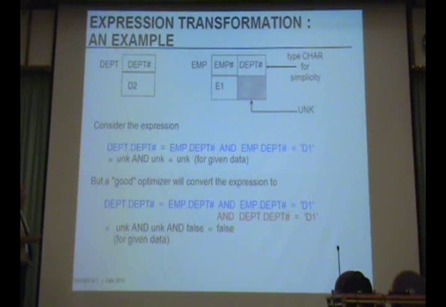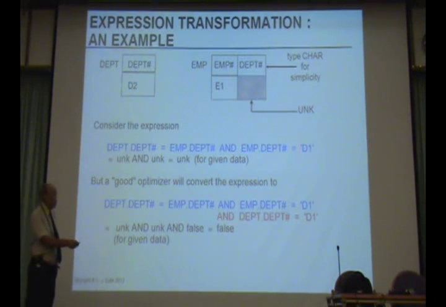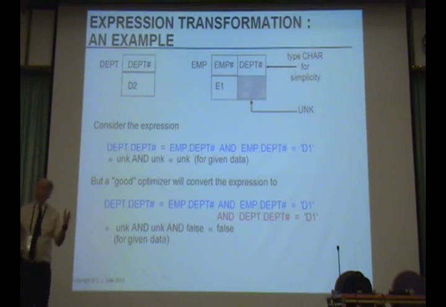Consider now this expression, dept.deptNumber equals m.deptNumber and m.deptNumber equals d1. This could be an expression inside a SQL query. Let's evaluate the expression for the only data we have. Well, this is d2, this is UNK, so that comes to UNK, and this is UNK equals d1, which is UNK, and UNK and UNK is unknown. So the expression comes out unknown.